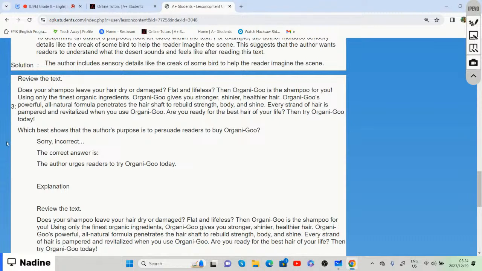And based on reading this text, right? This sounds more like an advertising text, right? It's like he's advertising the product, which is specifically shampoo, because he starts off by saying, does your shampoo leave your hair dry, damaged, right? Which means that this is shampoo that is being advertised, right? Specifically named Organic Goo.